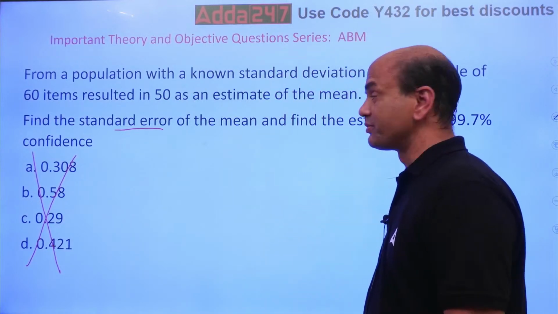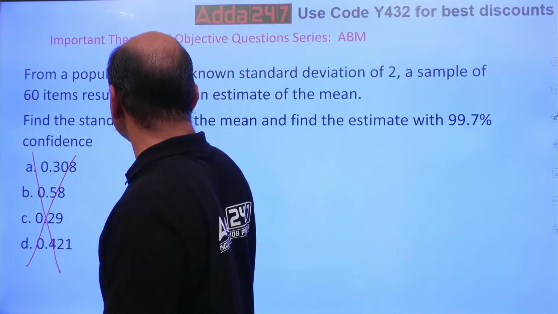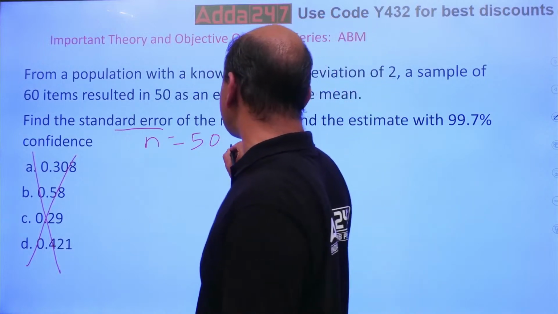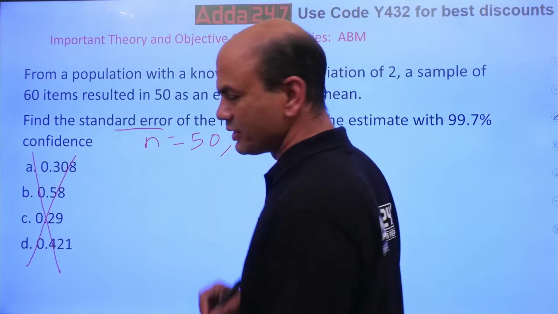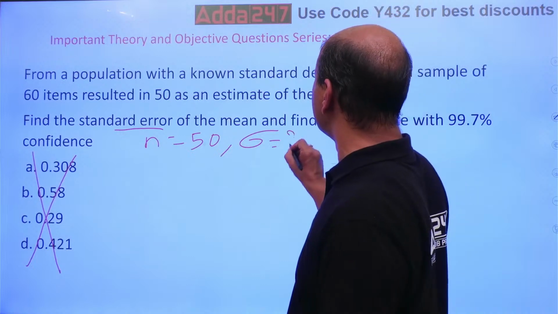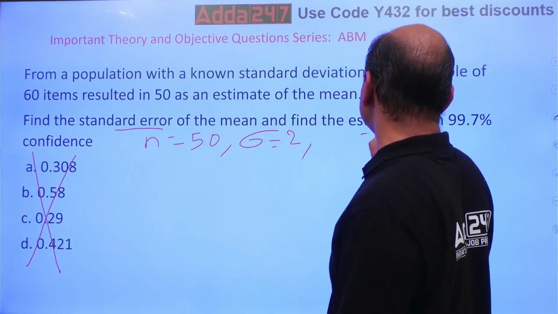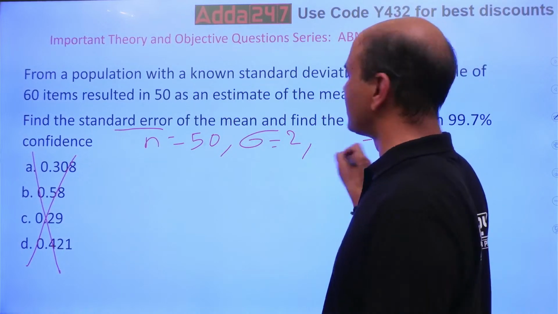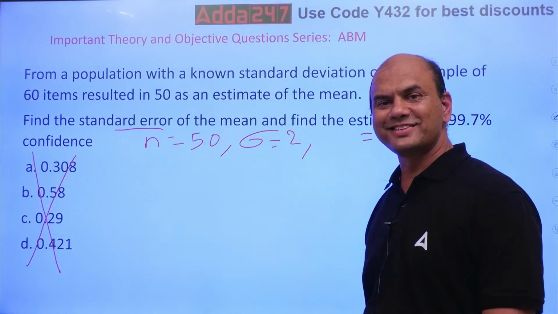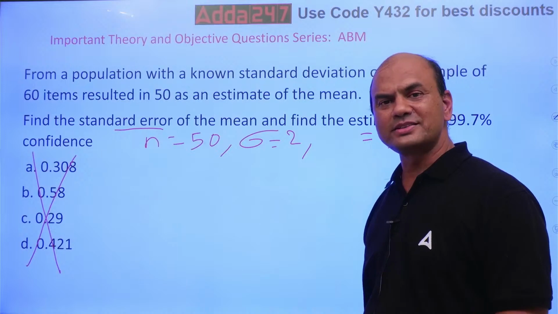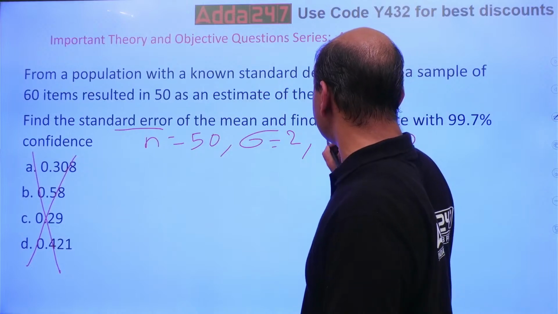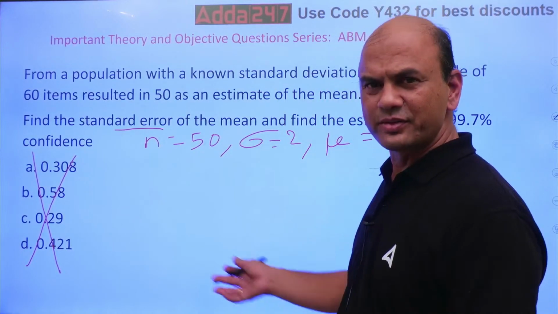So n equals 50. What is the standard deviation? Psi equals 2. And the mean is 50. Now you tell me, in the comment section, what is this 50 called as? 50 is called as the population mean, mu. Okay, just now we did it.